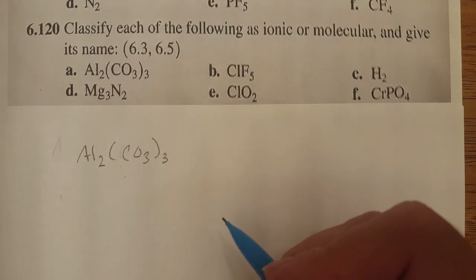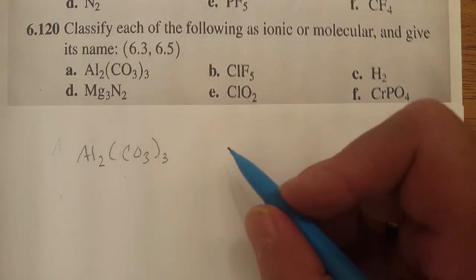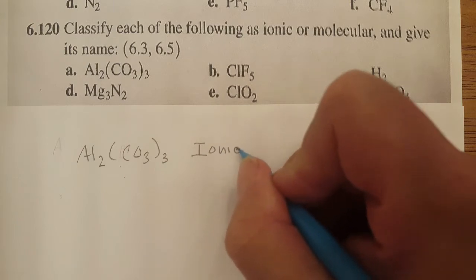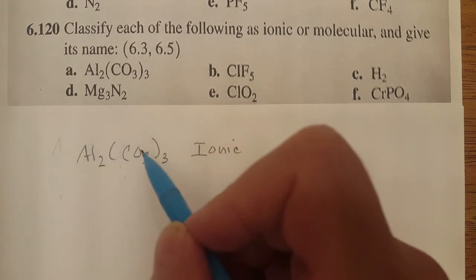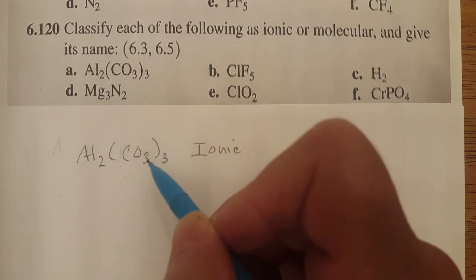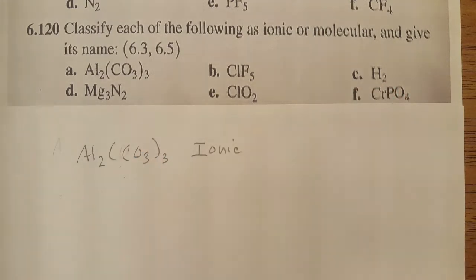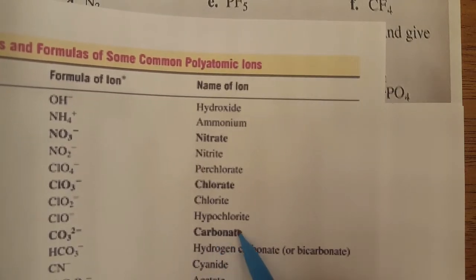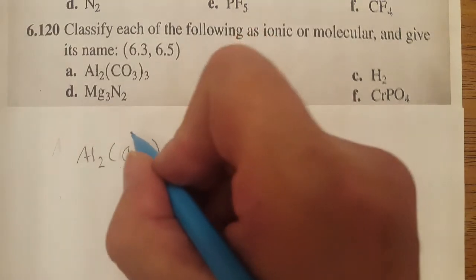Okay, let's ask the question, is it ionic or molecular? Well, aluminum is a metal, so it's going to be ionic. Aluminum 2 is the cation, and this thing is the anion. What is this thing? We know that it's polyatomic, so let's look at our polyatomic chart and see if we can find it. There it is. It's carbonate, and it's 2 minus. So let's put that charge over carbonate, 2 minus.